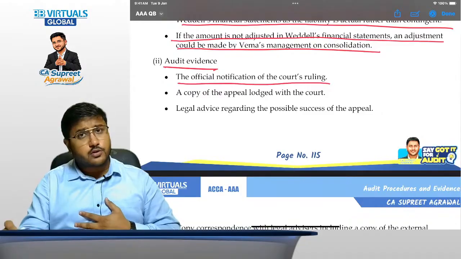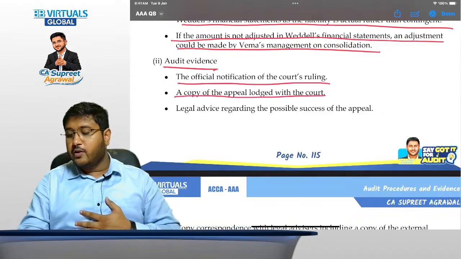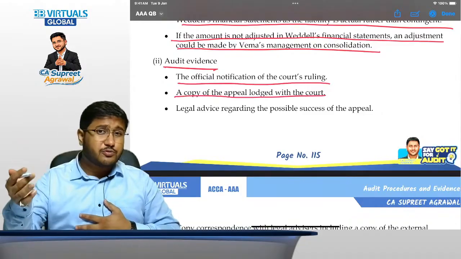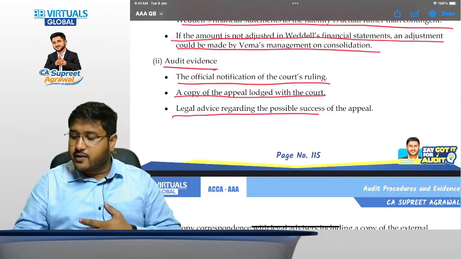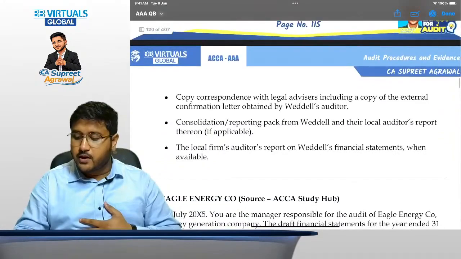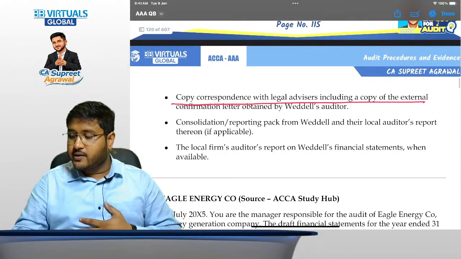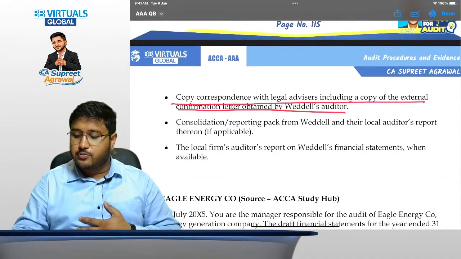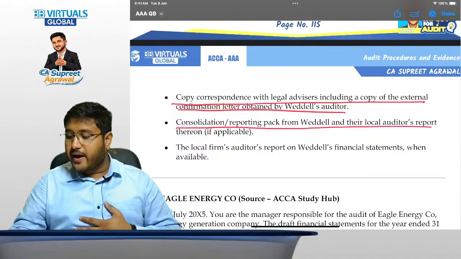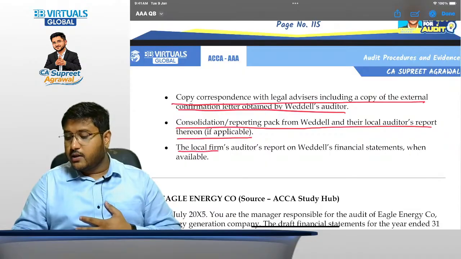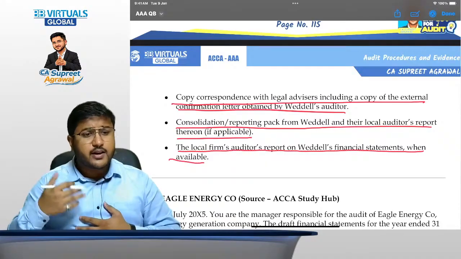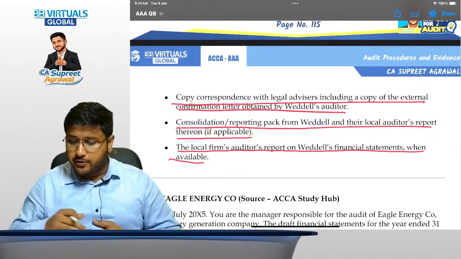The official notification of the court's ruling should be obtained. A copy of the appeal lodged with the court should be obtained, just to ensure whether what management is saying is true or not. Legal advice regarding the possible sources of the appeal should be there. Copy correspondence with legal advisors, including a copy of the external confirmation letter, should be obtained. Consolidation or reporting pack from Weddell and their local auditor's report thereon should be taken. The local firm's auditor's report on Weddell company's financial statements, when available, should be taken and verified whether relevant changes have been made or not.